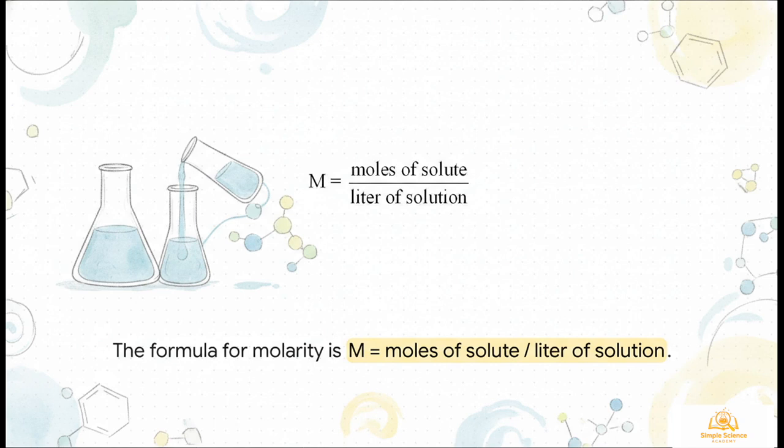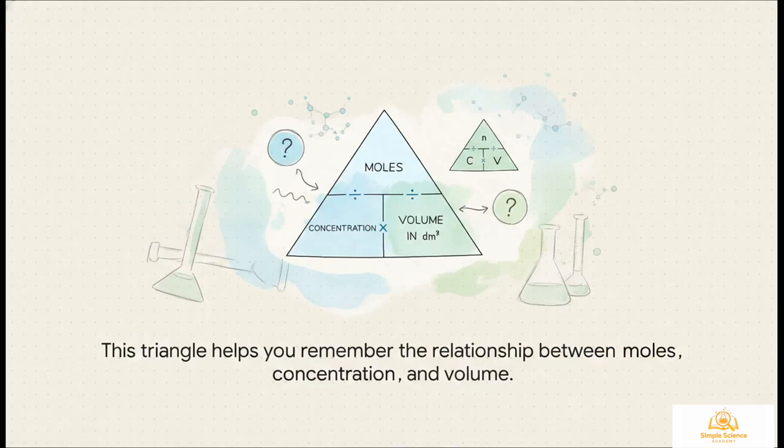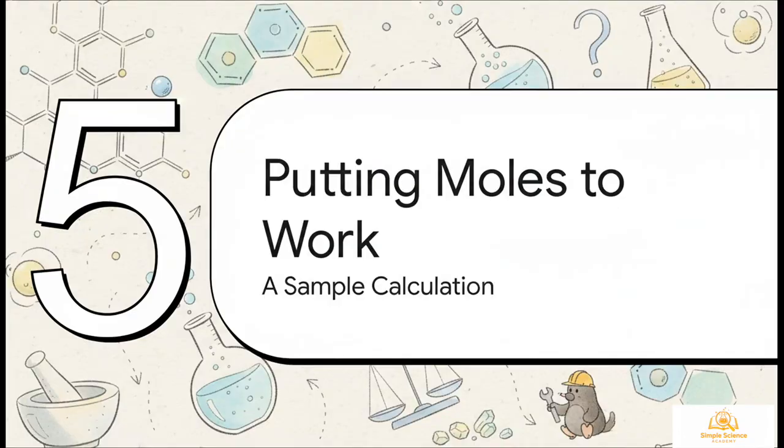Which is great because it means if you know any 2 of these things, you can always figure out the third one. And hey, if you're like me and sometimes you blank on how to rearrange formulas, this little triangle is a lifesaver. You just cover up the thing you're trying to find. Want moles? Cover it up and you see molarity times liters. Need the volume? Cover that up and it's moles divided by molarity. So handy. Okay, theory time is over. Let's put this all together and see how it works in a real problem.